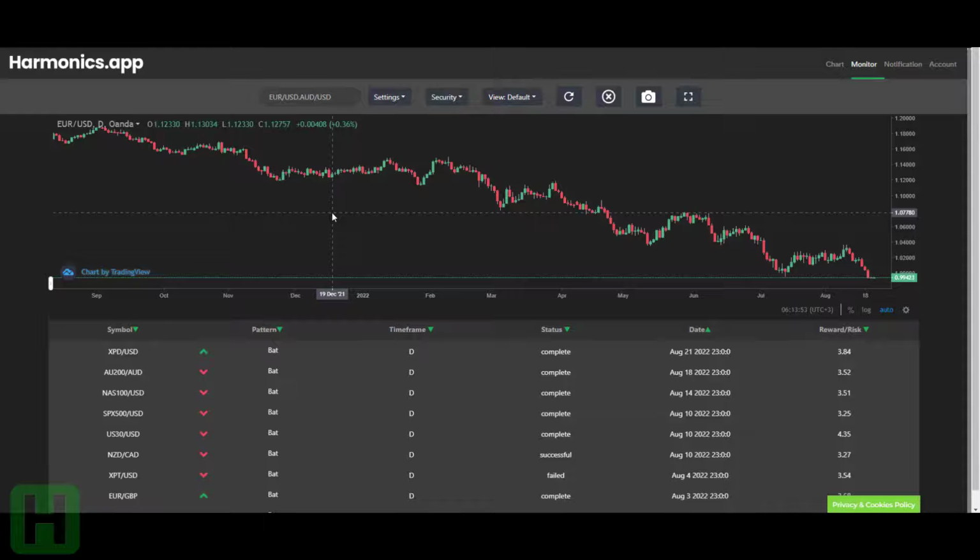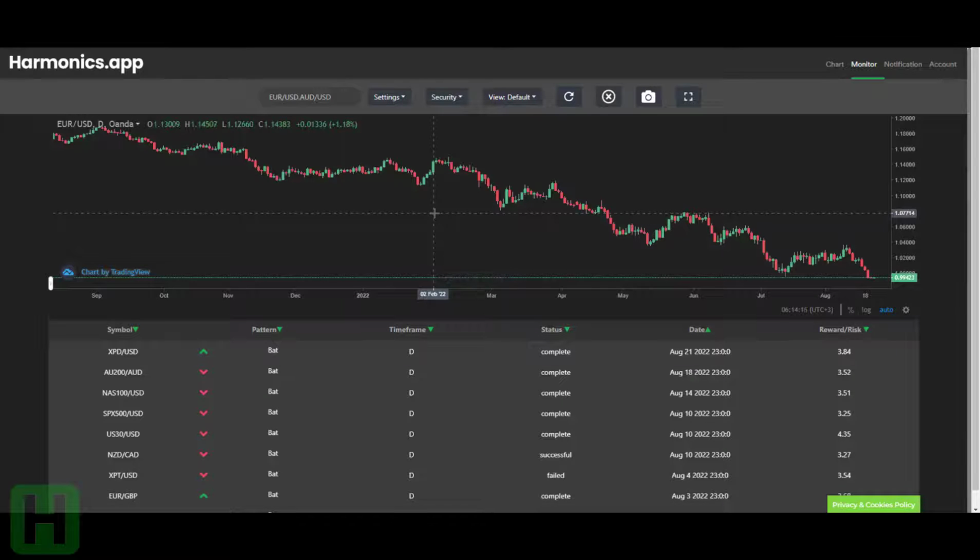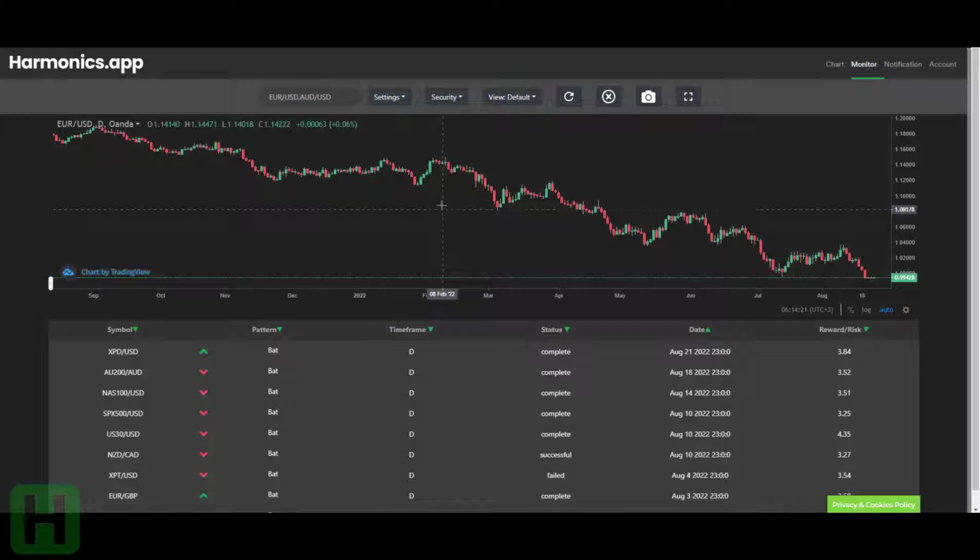Let's start. Today we have a bad pattern that was detected on the Harmonic app scanner. Here it is. You can see I'm using a daily time frame, and it is a bad pattern that completed 2 days ago. You can see here the date when the pattern has been detected. I will show you how I have put the settings to detect the bad pattern on the daily time frame.